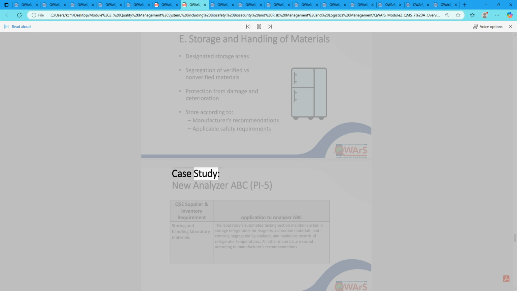Case study, new analyzer ABC, PI5. QC supplier and inventory requirement application to analyzer ABC: storing and handling laboratory materials. The laboratory's automated testing section maintains areas in storage refrigerators for reagents, calibration materials, and controls, segregated by analyzer, and maintains records of refrigerator temperatures. All other materials are stored according to manufacturer's recommendations.